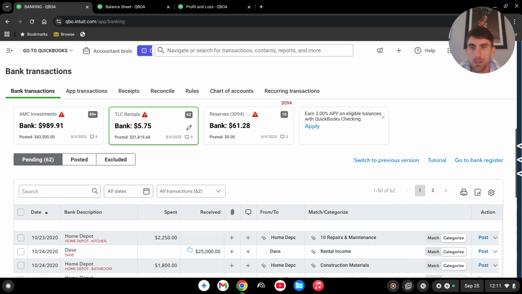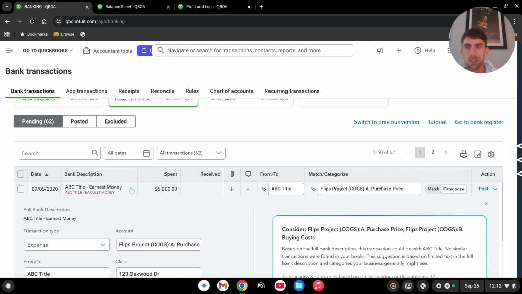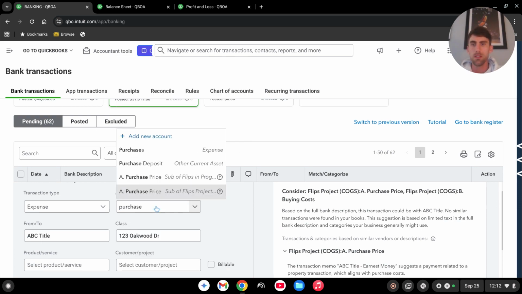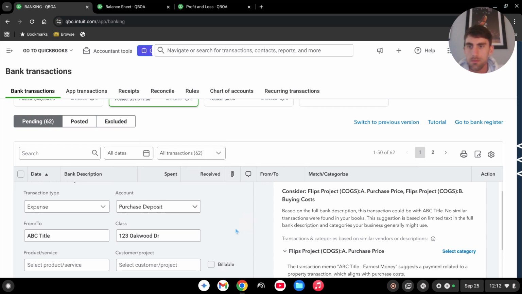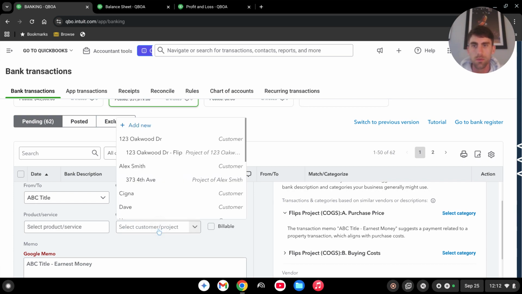So the last thing that we do before we acquire it, we have to send money to the title company as earnest money. I have an account set up as a purchase deposit for another current asset. The vendor is the title company. We want the class. And then this is where we're putting in our project. So we'll see, here's the main customer, and we have our flip project here.